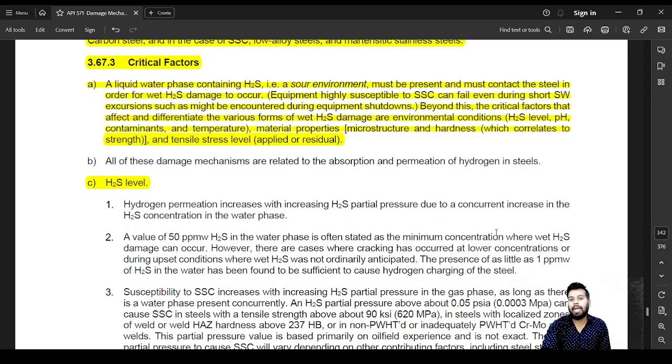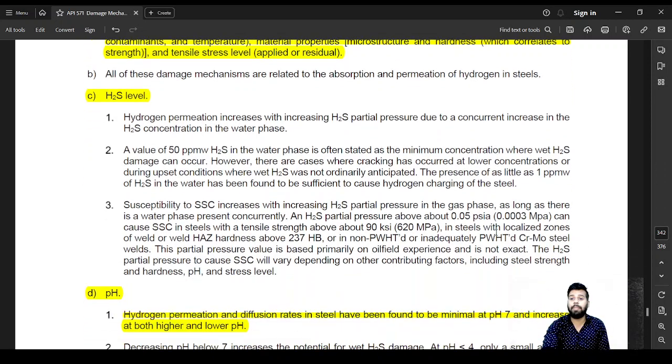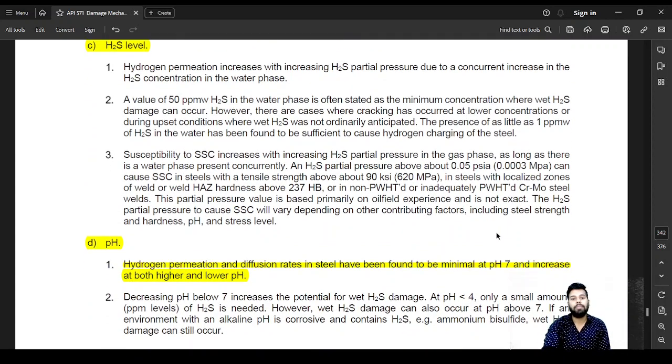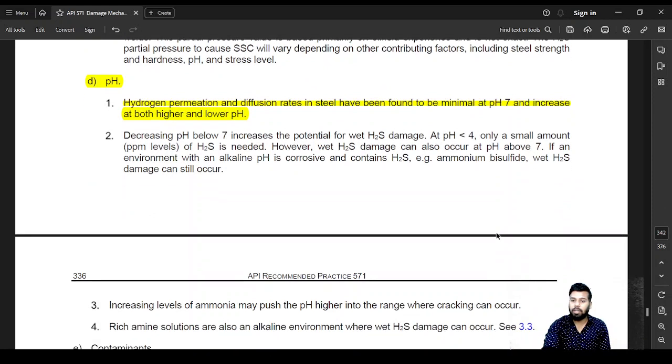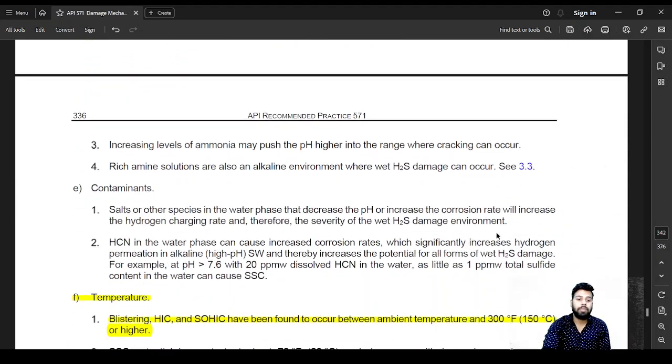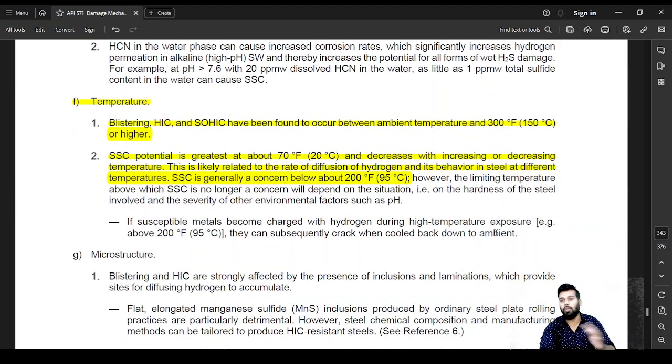All of these damage mechanisms are related to absorption and permeation of the hydrogen inside steel. Secondly is the H2S level, then the pH level of the sulfuric acid solution or sulfur solution. Hydrogen permeation and diffusion rates in steel have been found to be minimal at a pH of 7 and increase at both higher and lower pH. pH 7 is basically water, okay, neutral.